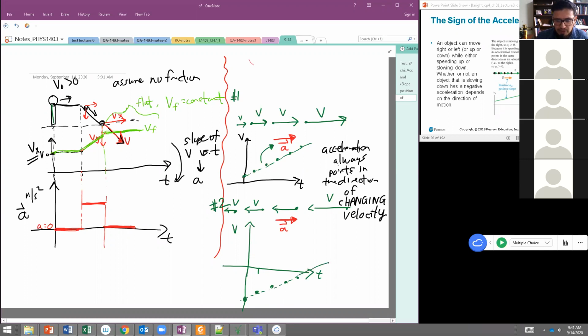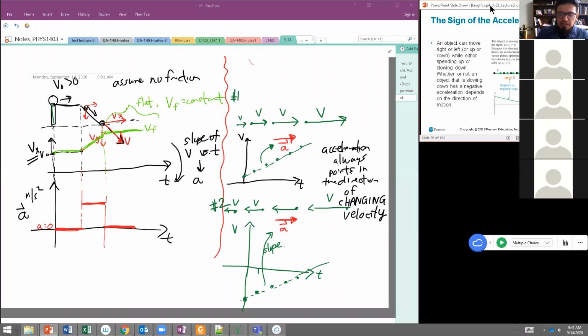So in that case, we're tracing out this line, but once again, slope gives us the value of the acceleration. So in this case, even though you're moving in opposite directions, because of the way that velocity is changing, you get the exact same positive slope in both cases. So that's kind of cool, I think.